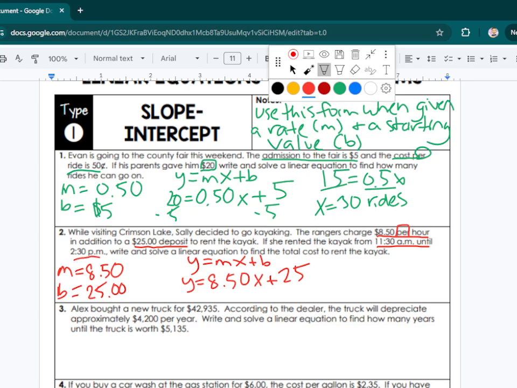Okay, so the other piece of information that we're given is that she rented the kayak from 11:30 to 2:30. So let's change that into one number. So from 11:30 to 2:30, that would be 11:30, 12:30. Yeah, that'd be 3 hours. So she rents the kayak for 3 hours. That means that x is going to be 3 here, 3 hours. Okay, so we'll plug in 3 for x, because in this case, we are given x, but we don't know y.